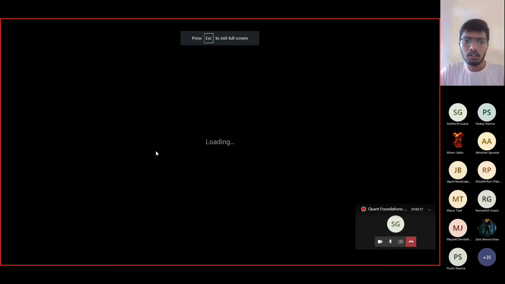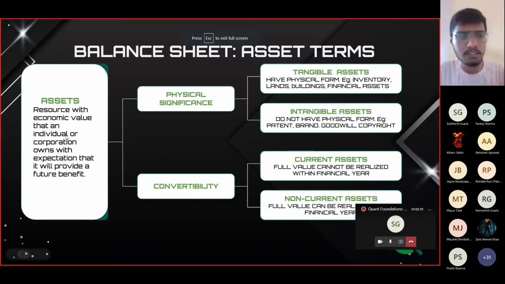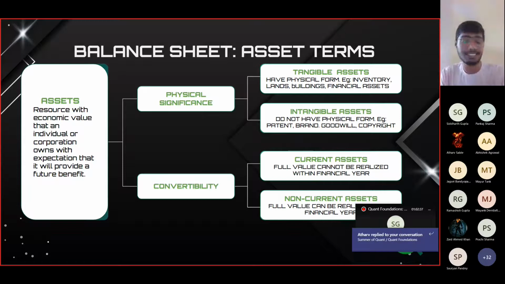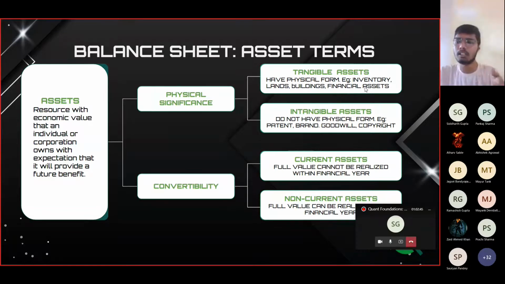Okay, so these are the examples of assets. Then there are two categories, physical significance and convertibility. Physical significance means you can literally touch these physical forms of assets. They are basically inventory, lands, buildings, financial assets. You can touch the computer, right? You can touch the land. That's big, but yeah, lands, buildings, financial assets are physical, tangible assets. Sometimes financial assets are not considered tangible assets. They are considered totally in a different category called financial assets.